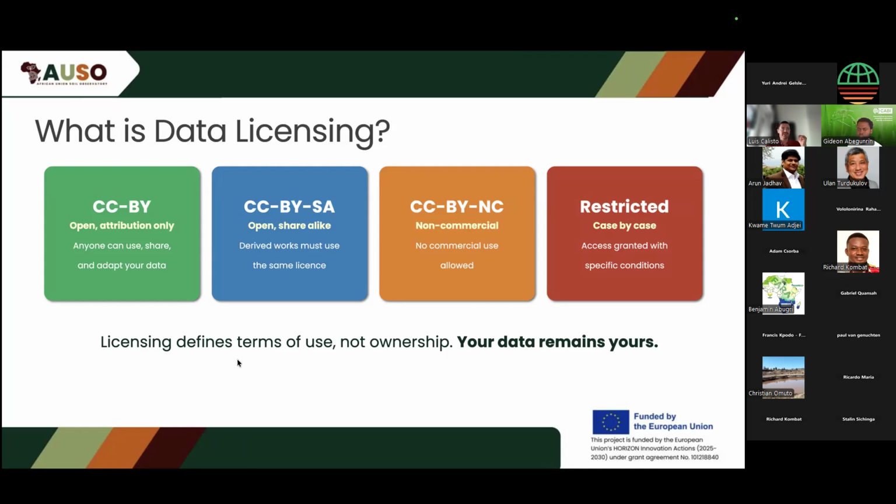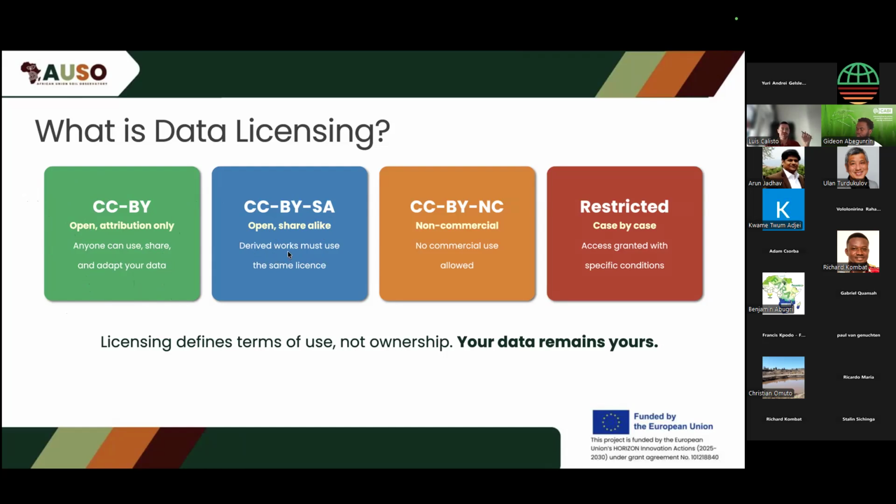Licensing just tells others what they can do with the data. So CC BY is perhaps the most open. Anyone can use the data, share it, and adapt your data. But of course, they need to say who the owner is. The ownership does not change.